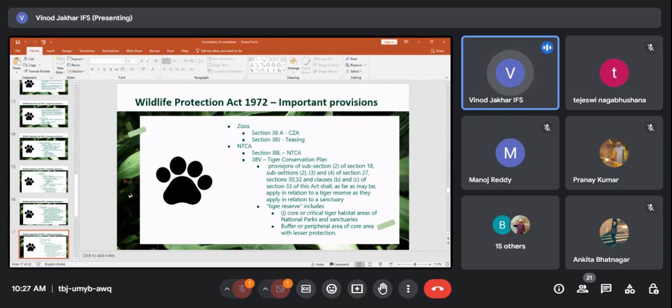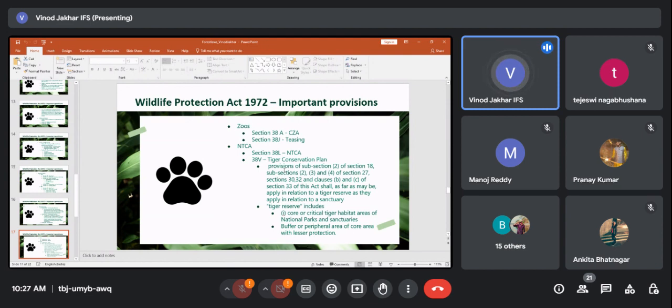Yes. And in this very section, the Tiger Conservation Plan is a detailed plan of what you are going to do about this thing. In this section, 38W, two important things are discussed. One is what gives protection to a tiger reserve. For a national park, we saw there is section 35. For a wildlife sanctuary, we saw there is section 26, 27, 29, 30. What gives protection to a tiger reserve?